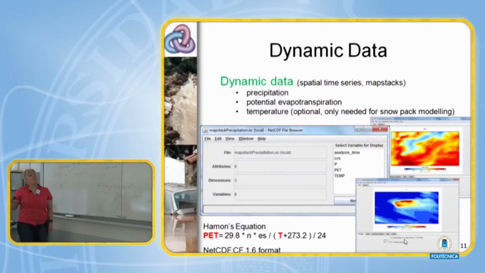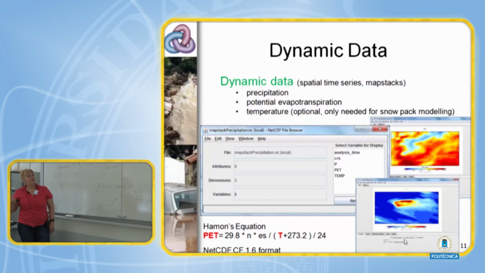As we speak about dynamical data for the HBV, you need precipitation, you need temperature, and you need potential evapotranspiration. You can skip the temperature data if you don't want to run the snowpack routine, but I think that you cannot calibrate the HBV model without temperature, because for the calibration it really needs to run for a long period, so you really need temperature or you will be misled by the results.